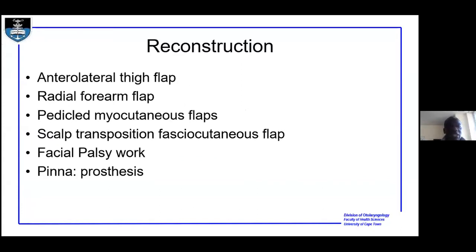So after having done the surgery, one can do a reconstruction with either the anterolateral thigh flap or radial forearm flap or pedicled myocutaneous flaps or scalp transposition fasciocutaneous flap, and also facial palsy work, which can be static or dynamic procedures. Also, if the pinna is resected, one would consider offering the patient a prosthesis.